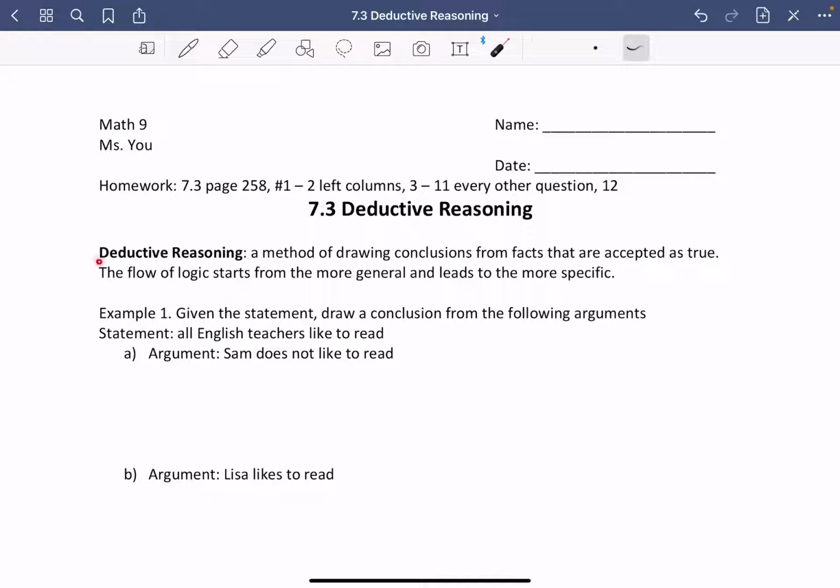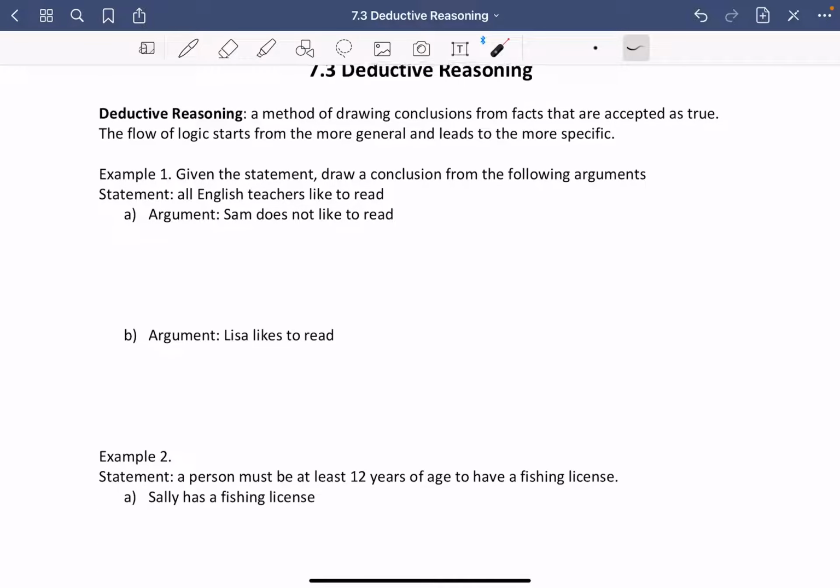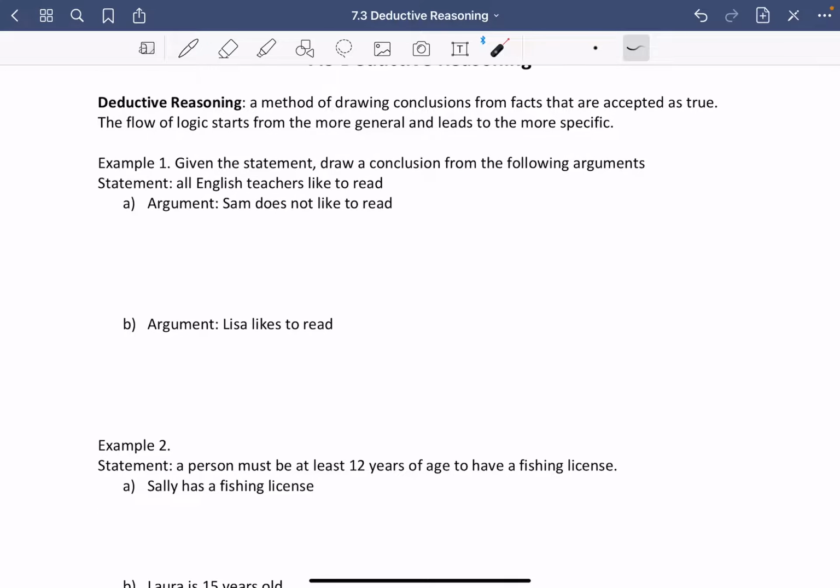Okay, so now deductive reasoning is a little different. Deductive reasoning is a method of drawing conclusions from facts that are already accepted as true. So the flow of logic for deductive reasoning starts from the more general and then leads to the more specific, which is the opposite of inductive reasoning. Inductive reasoning is from specific examples and then reaches a general conclusion. Okay, so let's take a look at the example here.